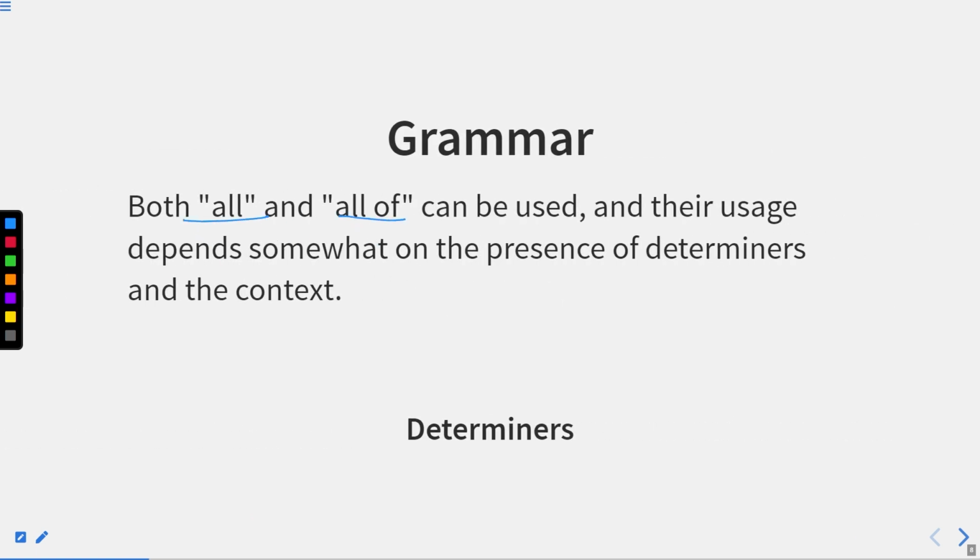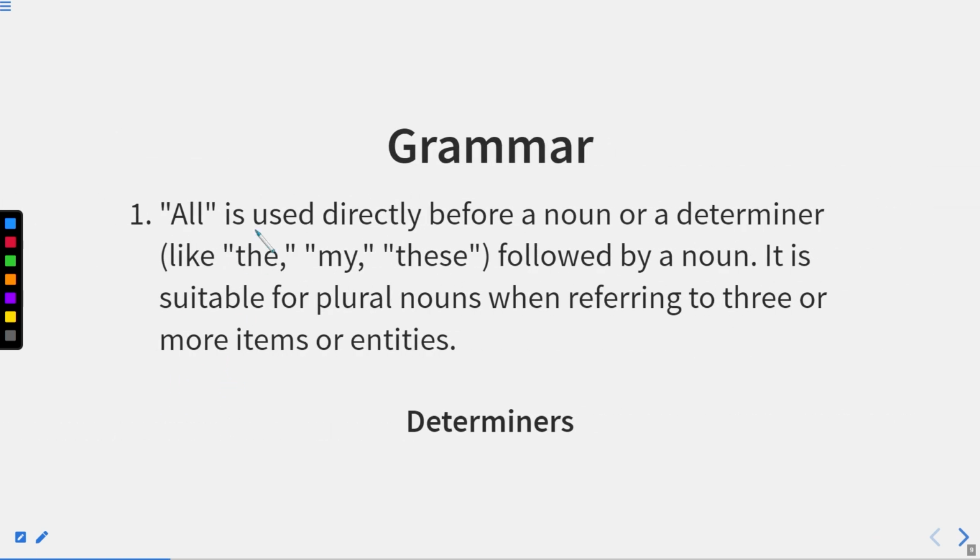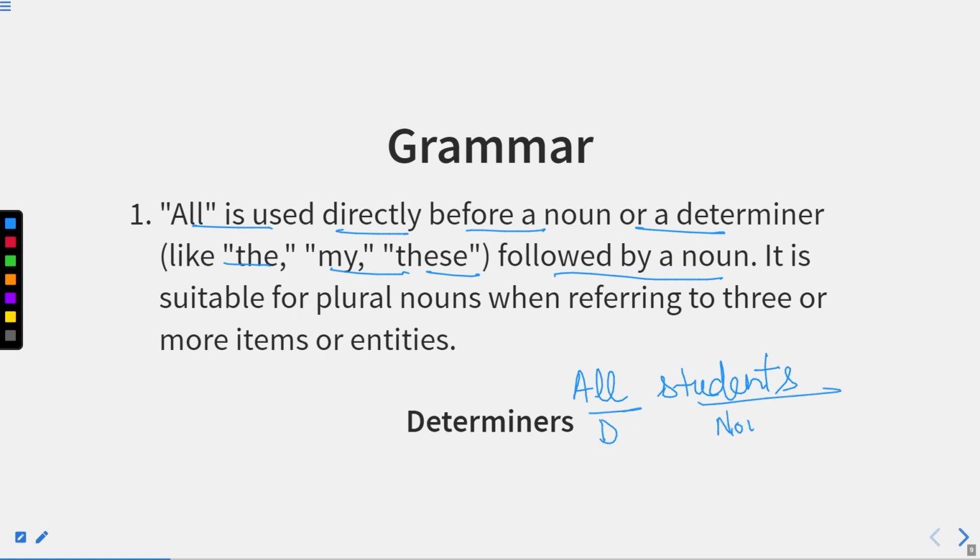Both all and all of can be used, and their usage depends somewhat on the presence of determiners and the context. For example, all is used directly before a noun or a determiner like the, my, these, etc., followed by a noun. For example, as I told you, all students. If I say all students, of course, all is a determiner and students is a noun. So here we have a structure of determiner plus noun.